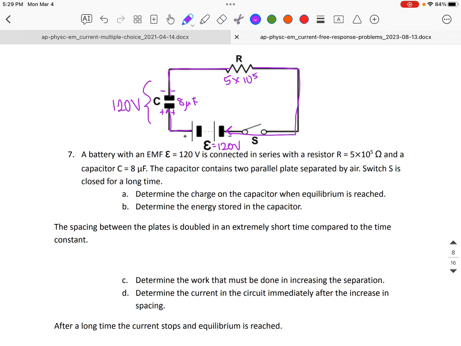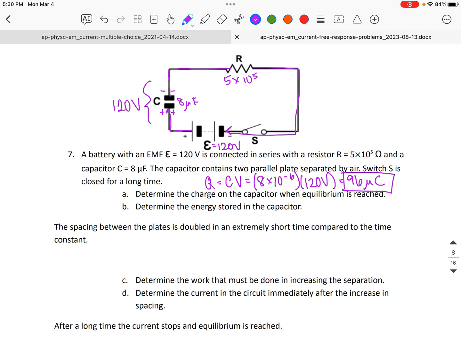The charge on the capacitor is Q, and we know that Q is equal to the capacitance times the voltage. That's 8 times 10 to the negative 6 farads times 120 volts, which equals 96 microcoulombs. So this is our answer for the charge on the capacitor.